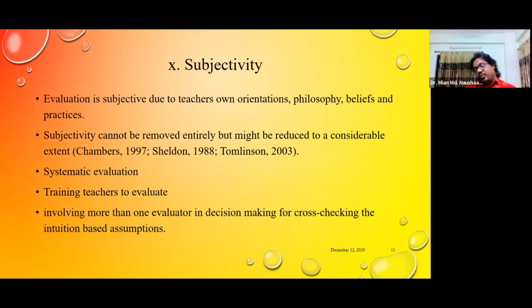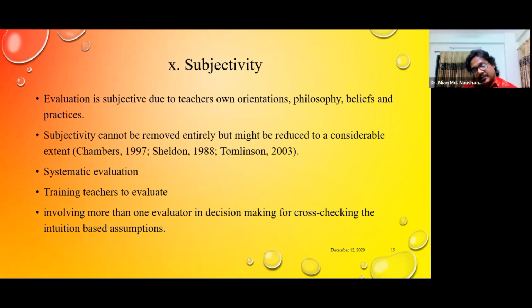Even if the book is, for example, written systematically and scientifically, but you give it to a particular teacher, maybe an old school teacher, who will throw away the book saying that no, it's not acceptable, it's not giving us the proper way of teaching. So how to go about these things? Chambers, Sheldon, Tomlinson, all these experts suggest that subjectivity cannot be completely removed from the process of evaluation, but it can be reduced to a considerable extent. And then how to do that?